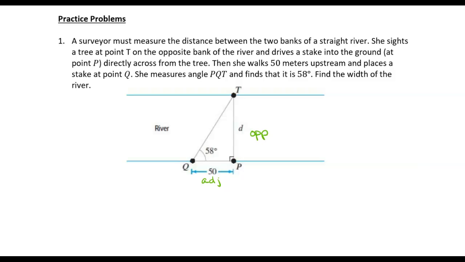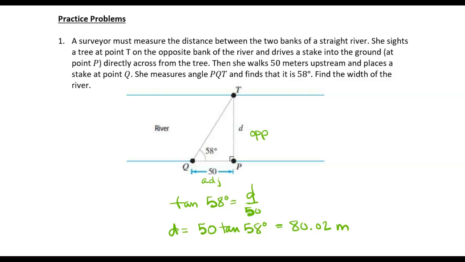Let's see, I'm going to write tangent of 58 degrees is equal to D over 50. Okay. And when I solve for D, I get D is equal to 50 times tangent of 58 degrees, which is 80.02 if you want to be more precise, meters.